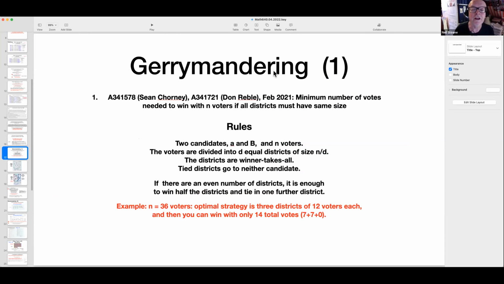I've got 2 parts to this. The first part is very easy. The second part looks like it's pretty hard. For the first part, we're going to pretend we have the following rules. We've got n voters, and we've got 2 candidates, little a and big B. And the voters are divided up into districts. And each district is winner-take-all. And you are going to be able to draw the districts yourself, and you want to make sure you can win, even though you don't have many votes.